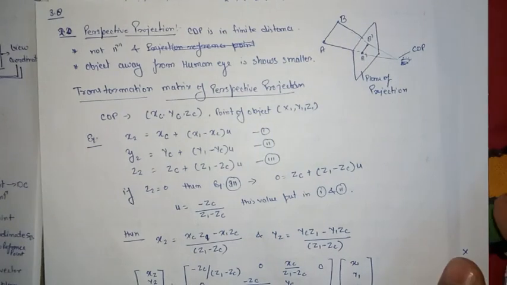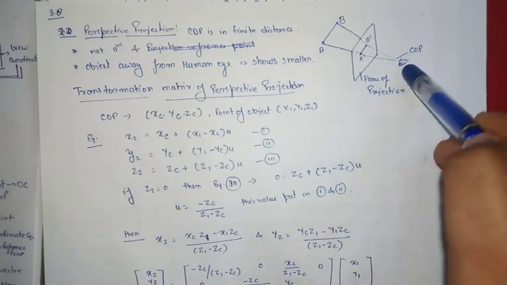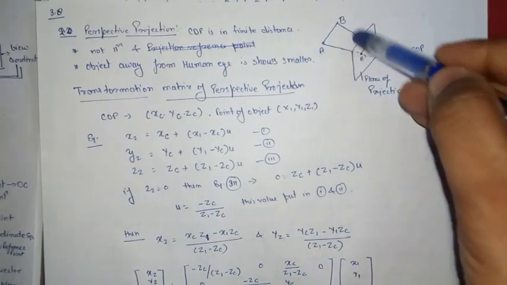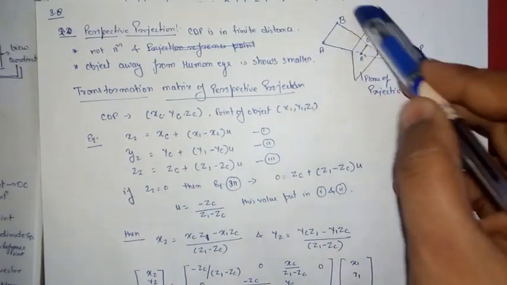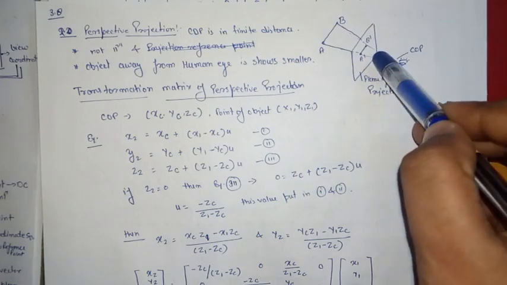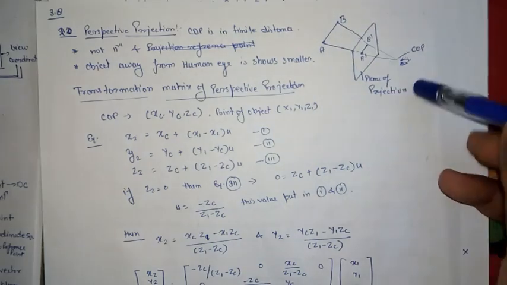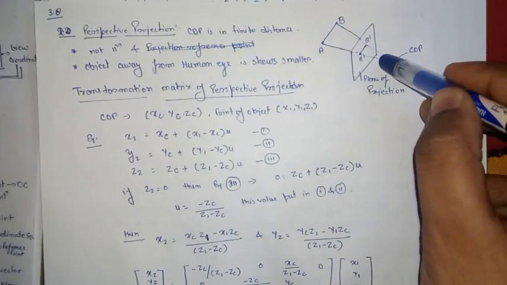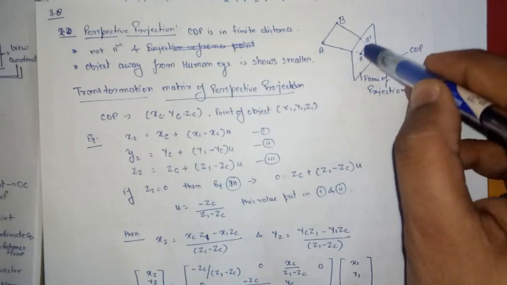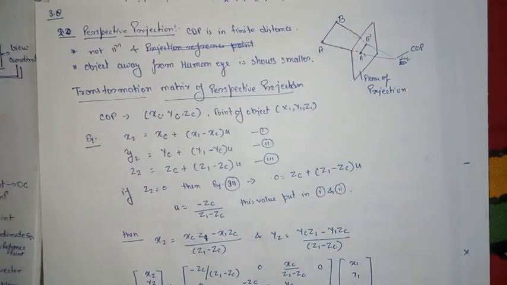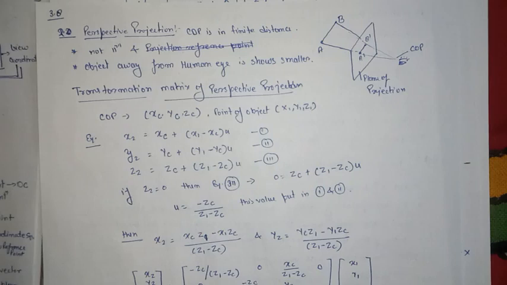Now you can understand, if the COP is far from the object or view plane, then the object's size in the view plane is small. But if the center of projection comes near to the object, then the object size will increase in the view plane. This is just similar to the human eye: what your eye feels when seeing an object from far or near, the same thing happens in perspective projection. That's why perspective projection is also called realistic projection.